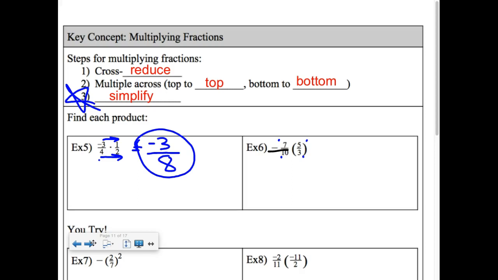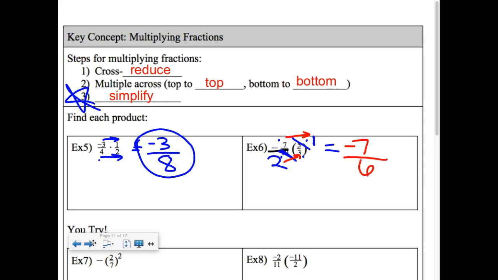So when I take 5 divided by 5, I'm going to be left with 1. So this 5 is going to become a 1. When I take 10 divided by 5, I'm going to be left with 2. So as you can see here now, our numbers are going to be smaller and easier to work with. So now I'm going to multiply straight across. I have this -7, and I'm going to multiply it to this 1. When I do that, I'm going to have -7. On this bottom, I now have 2 times 3, and we're going to have 6.